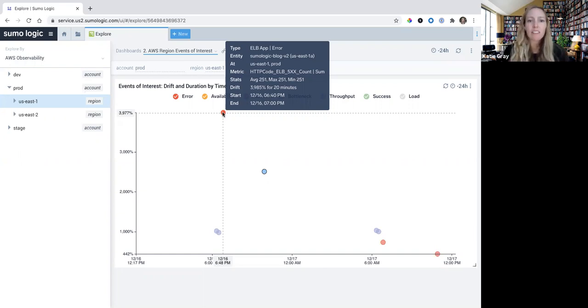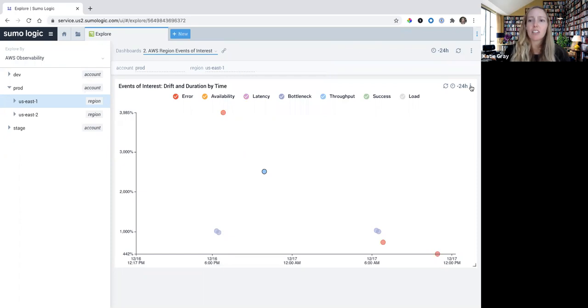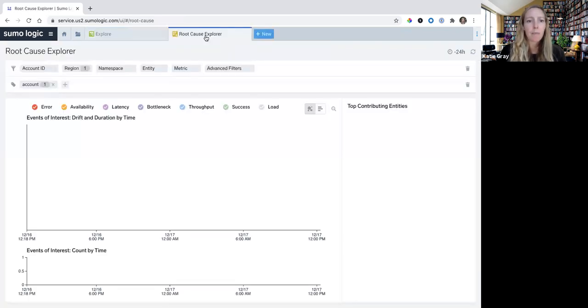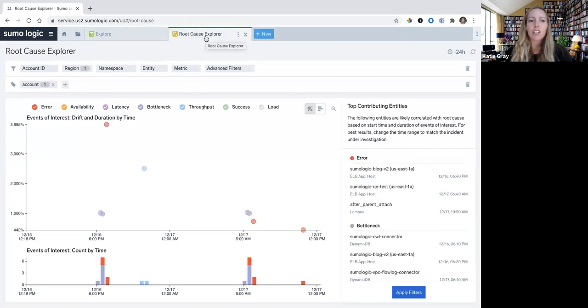So how do we investigate this a little bit further and understand if other services are actually involved in this issue? I can click Open in Root Cause Explorer, and this brings up a richer tool to allow me to filter a little bit further some of the anomalies and events of interest that have popped up on the screen. And this is the time frame I'm interested in.